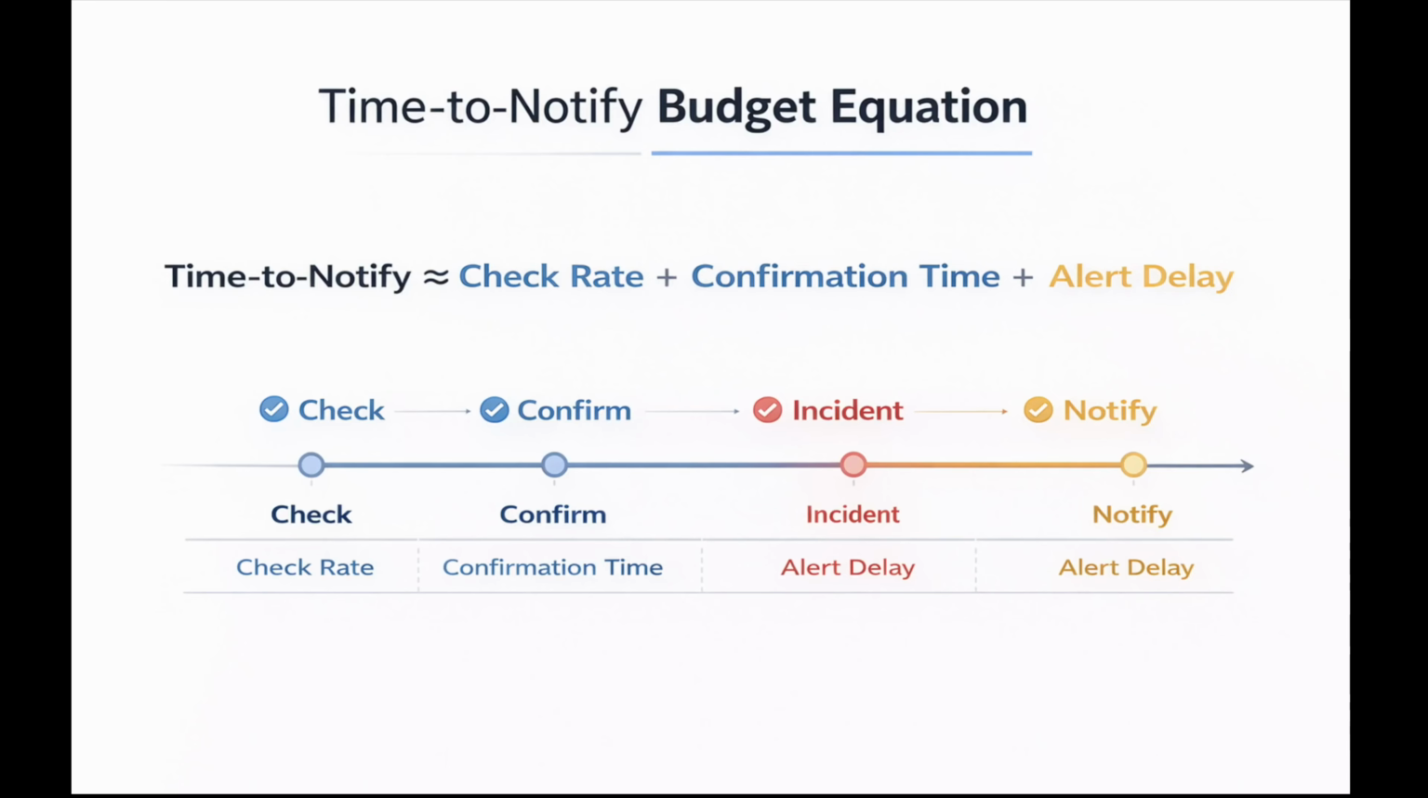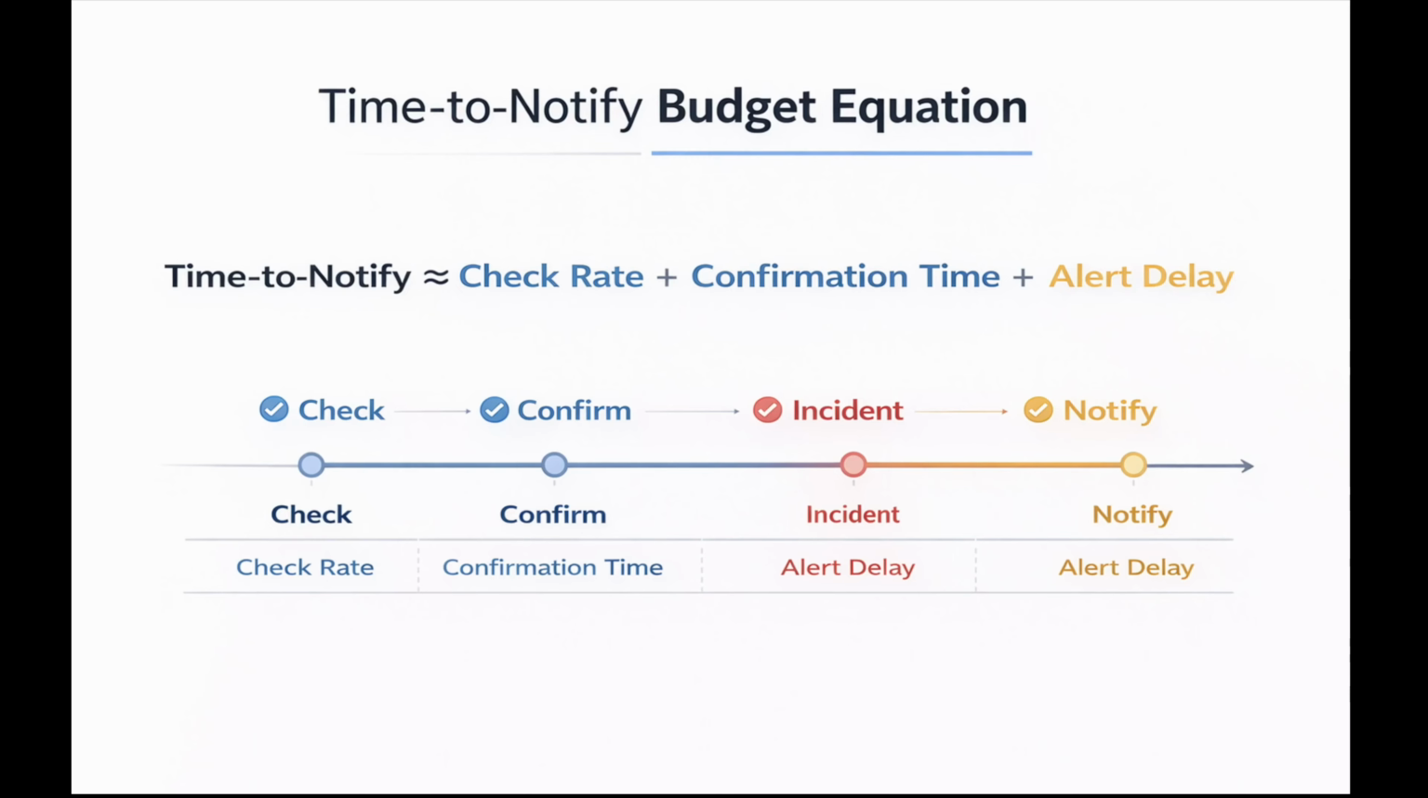Now we move from structure to timing, because once the pipeline exists, the next question becomes, how long does it take to move through it? Alert timing is not random, it's math. Let's break it down properly. On the screen, you'll see a simplified equation. Time to notify equals check rate plus confirmation time plus alert delay. That's your timing budget. So when someone says, why did it take 4 minutes to alert? The answer is not emotional, it's mechanical.